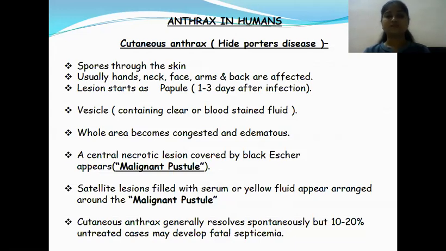Cutaneous anthrax resolves spontaneously, but in about 10 to 20% of untreated cases, a fatal septicemia may develop. So this is a picture of the black eschar.